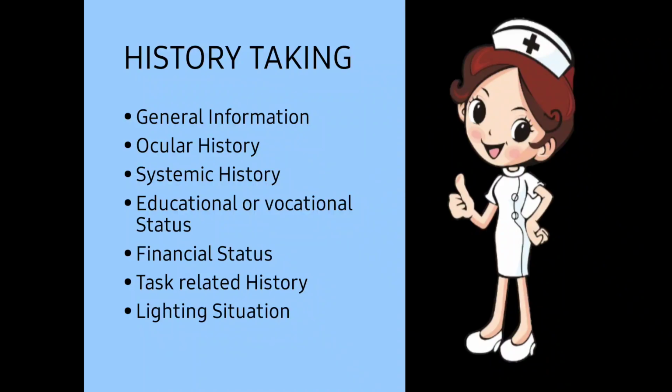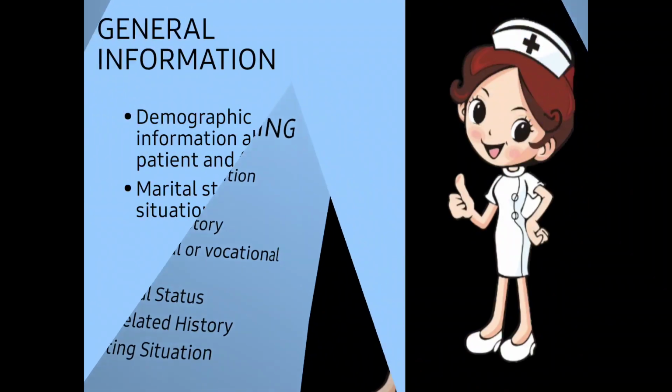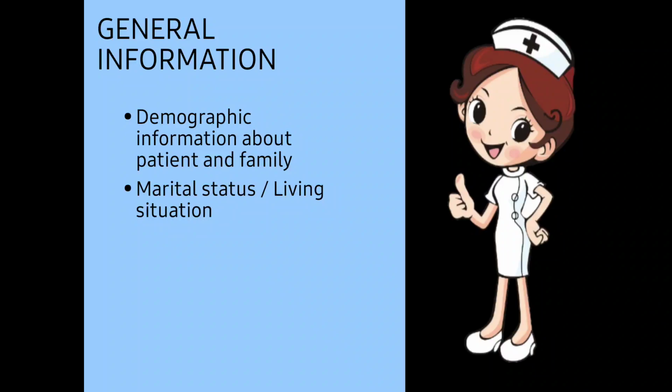Next one is history taking. In case of history taking, these steps are there. First one is the general information, second one is the ocular history, third one is the systemic history, fourth one is the educational or vocational status, next one is the financial status, next one is task related history, and the last one is the lighting situation. Let's see one by one. What is the general information?